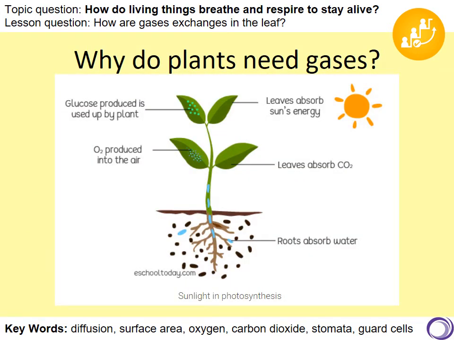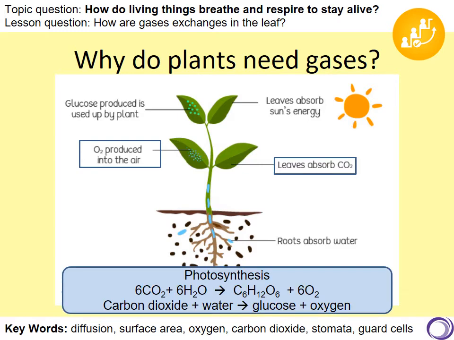So today's lesson was about gas exchanges in leaves, but why do plants need gases? We can see from the diagram that leaves will absorb carbon dioxide and they will produce and release into the air oxygen. And you should remember from earlier in the year, or in year 7, that the process of photosynthesis uses carbon dioxide and water and produces glucose and oxygen. The plants use the glucose to be able to grow.